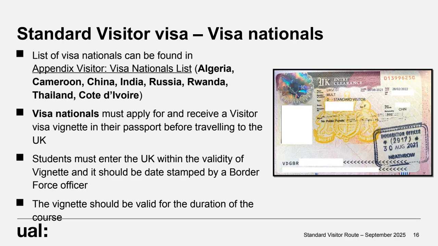When you enter the UK, you'll be seen by a border force officer and you should receive a stamp which looks like this here, this black stamp. This is your entry date, so you should enter after this start date here. The vignette should be valid for the full length of the course. So your expiry date should cover the course that you are studying.